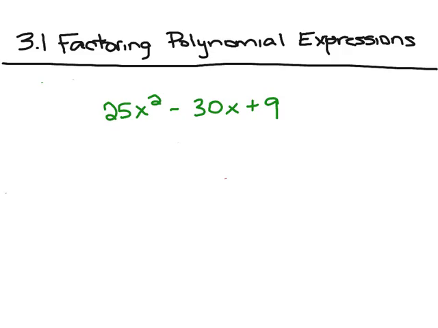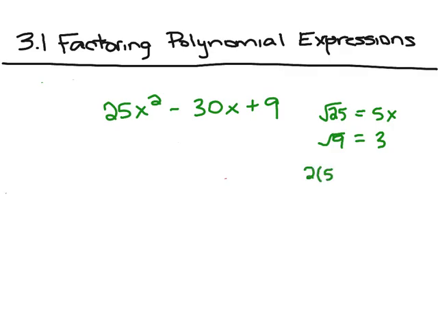So for our last example, 25x squared minus 30x plus 9, we want to see if this is a perfect square. So the square root of 25 is 5, so that works. And it would be 5x. And the square root of 9 is 3. So they're both perfect squares.